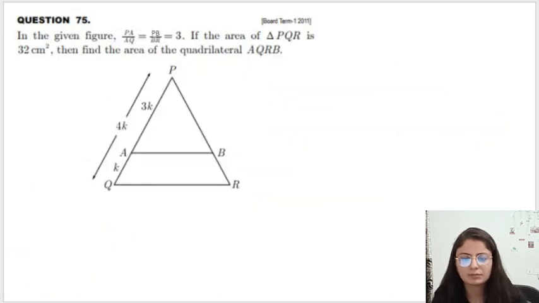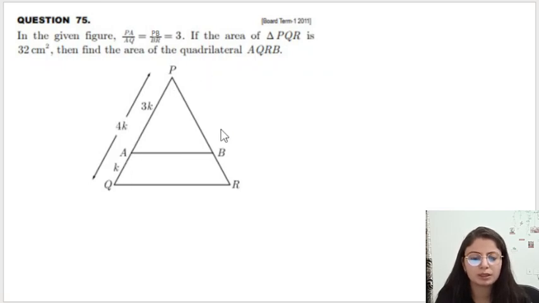Fine. Now let's move on to the next question, which says, in the given figure PA by AQ equals to PB by BR. Okay, this ratio is equal to 3. If the area of triangle PQR is 32 centimeter square, then find the area of quadrilateral AQRB. So we are supposed to find the area of this quadrilateral AQRB.